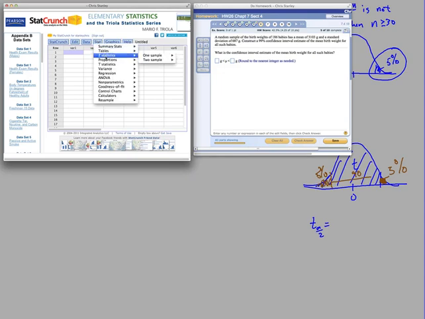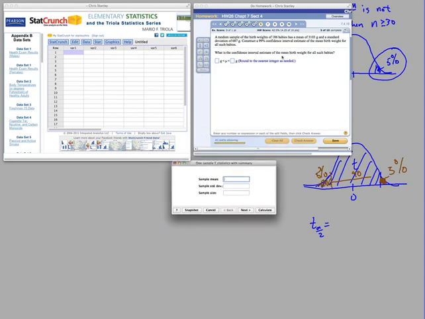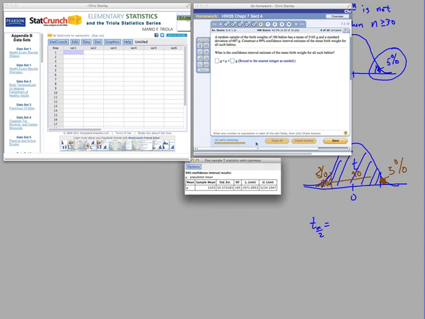So we want to go stat, go to my t statistic, one sample. Okay, I don't have data. So the sample mean, these problems are pretty basic, 3103. Sample standard deviation is 687, and the sample size I took is 186. Okay, we want to do a confidence interval of 0.99, and let's go ahead and calculate this.